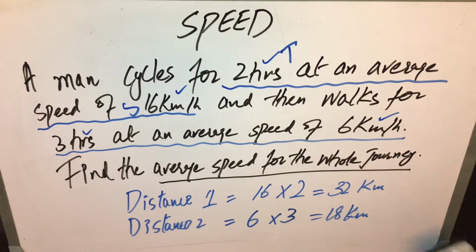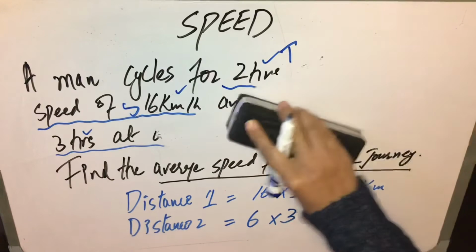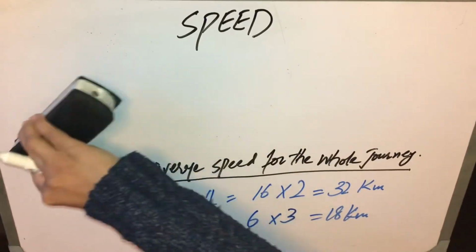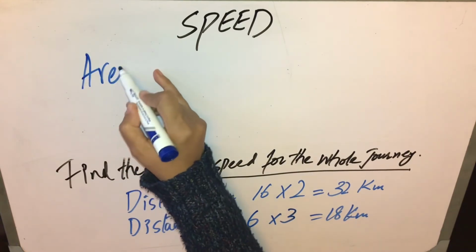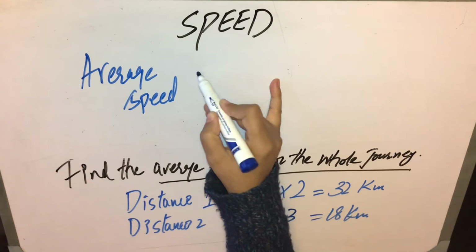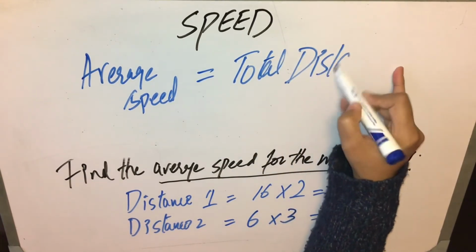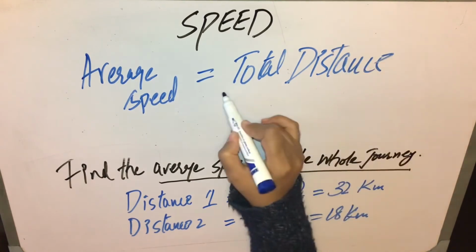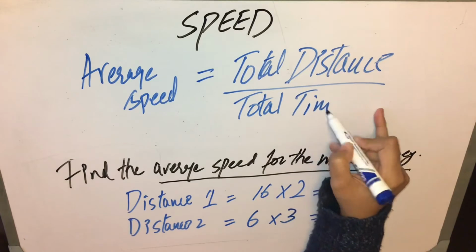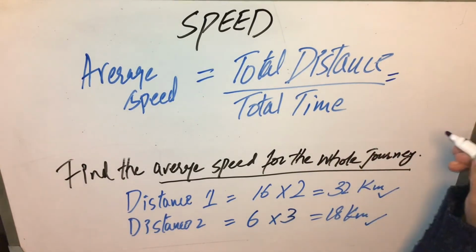Now we have to find the average speed. For that we need total distance over total time. So first we will add both distances and both times, then we shall have average speed. Average speed is equal to total distance over total time. So total distance means you have to add 32 and 18, that will give us 50.